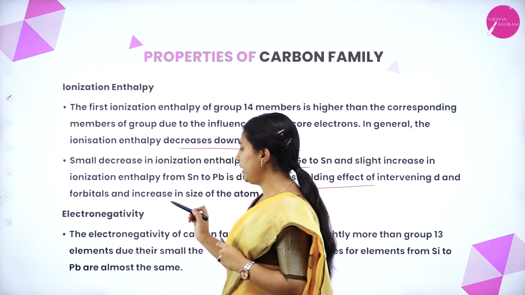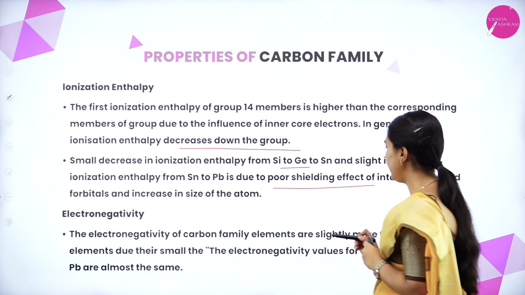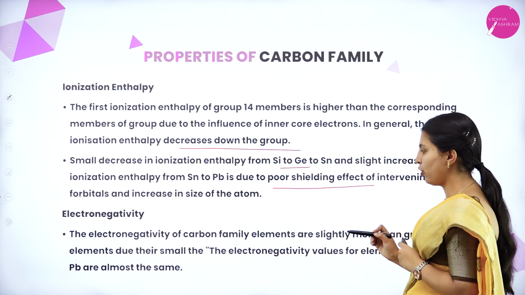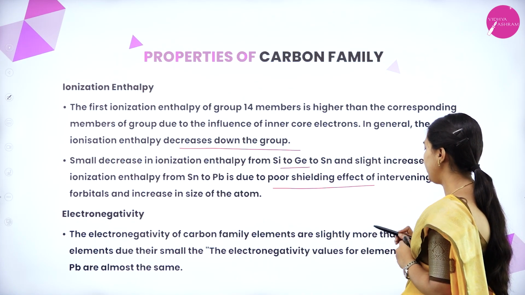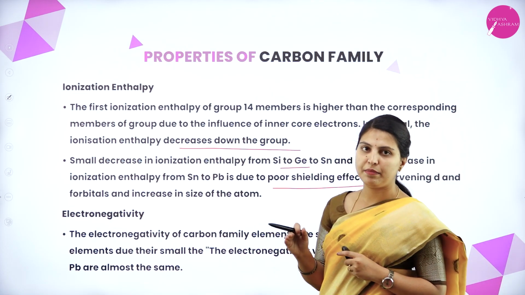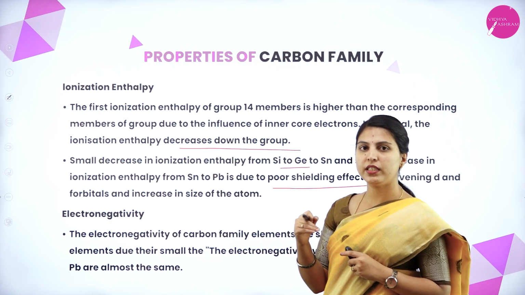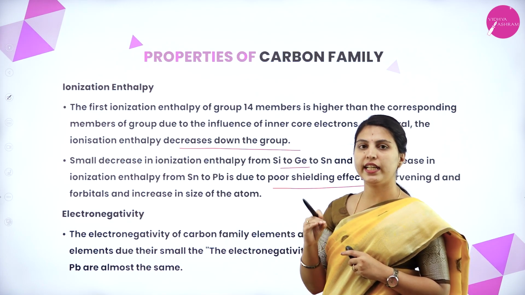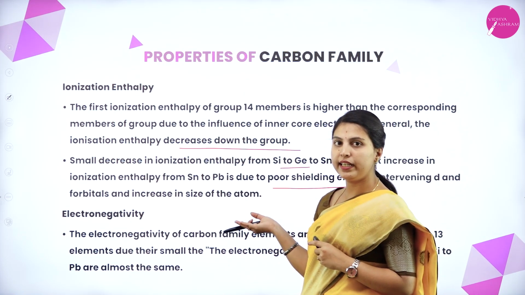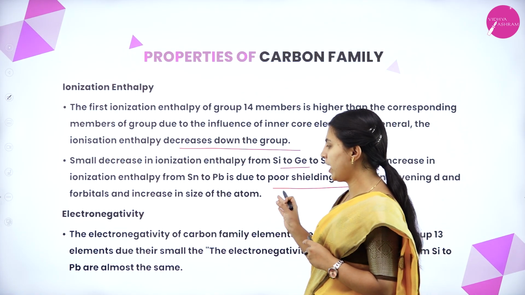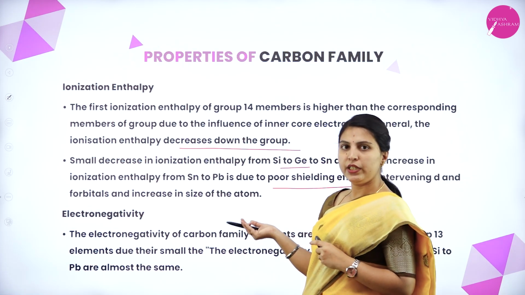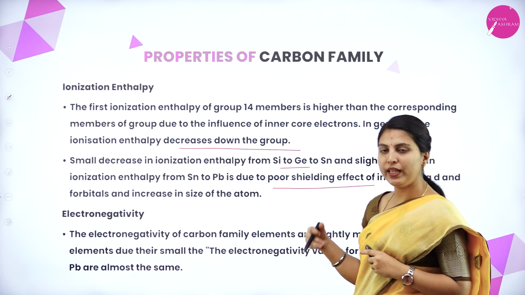Next, electronegativity. The electronegativity of carbon family elements is slightly more than group 13 elements due to their small size, and the electronegativity values for elements from silicon to lead are almost the same. From silicon to lead, you cannot observe the usual trend because d and f orbitals are present. Otherwise, you can observe the usual trend from left to right: the electronegativity will increase because the atomic size will decrease.